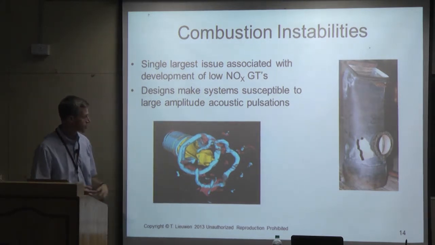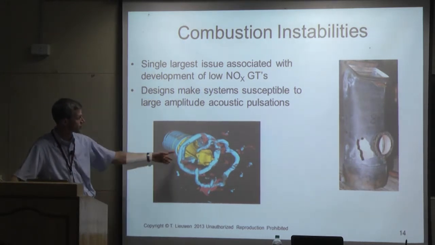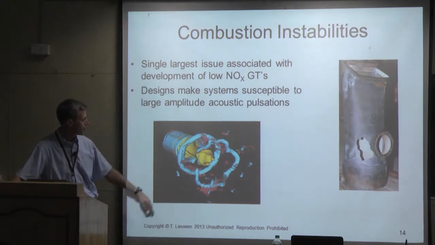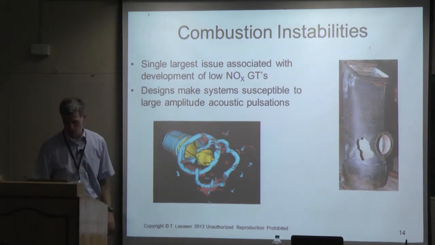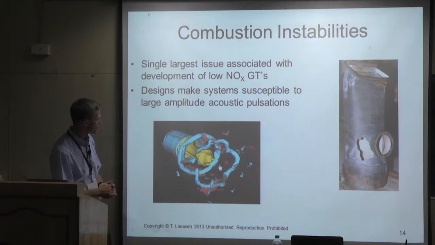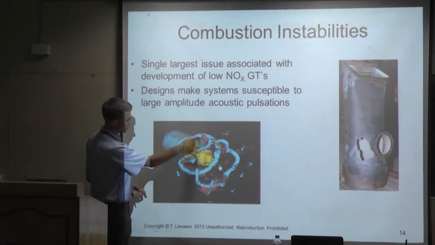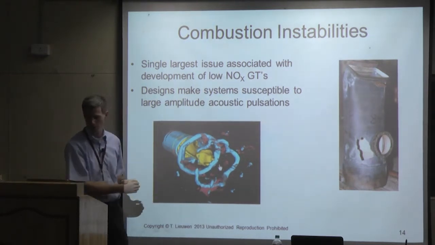This is actually a simulation from Professor Menon, who will be talking later. This is a large eddy simulation. The yellow is the instantaneous flame. The blue is a vorticity contour. This is nominally a movie, but the whole flow is oscillating back and forth. There's a shear layer here, exciting these vortices, which convect downstream and disturb the flame.